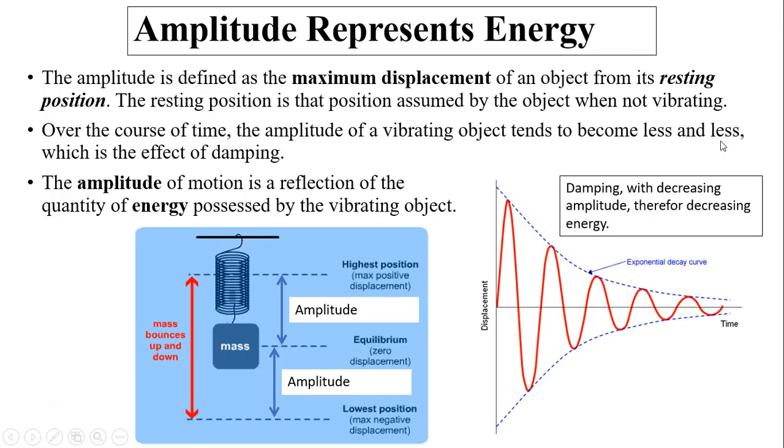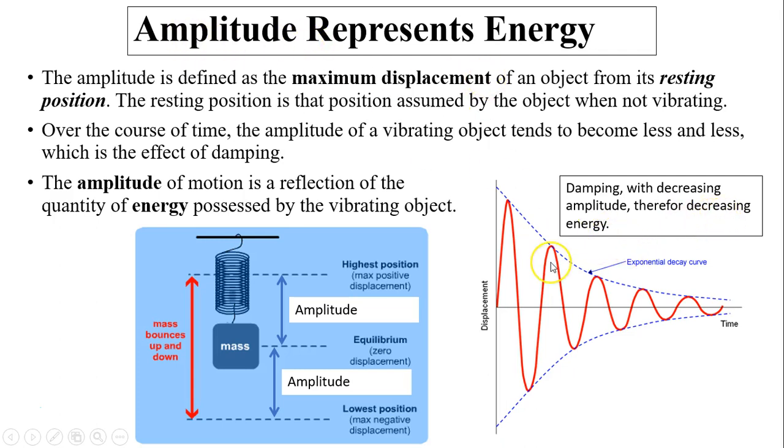So what does amplitude represent? Amplitude represents energy. The amplitude is defined as the maximum displacement of an object from its resting position. The resting position is the position assumed when the object is not vibrating, the resting position in the beginning. Over the course of time, the amplitude tends to become less and less. Here is a diagram showing the amplitude getting less and less. This is called damping. Damping will decrease the amplitude and therefore decrease the energy.